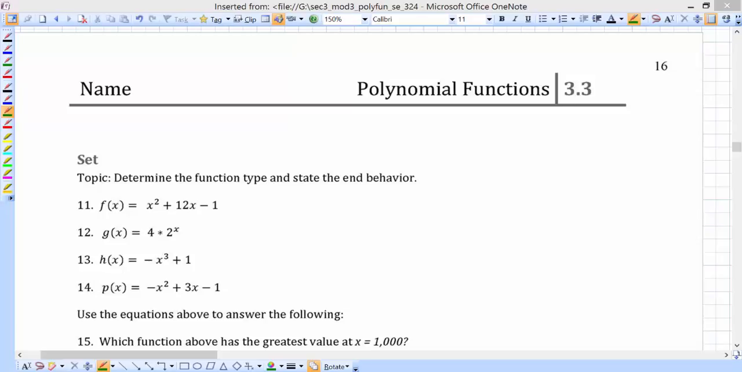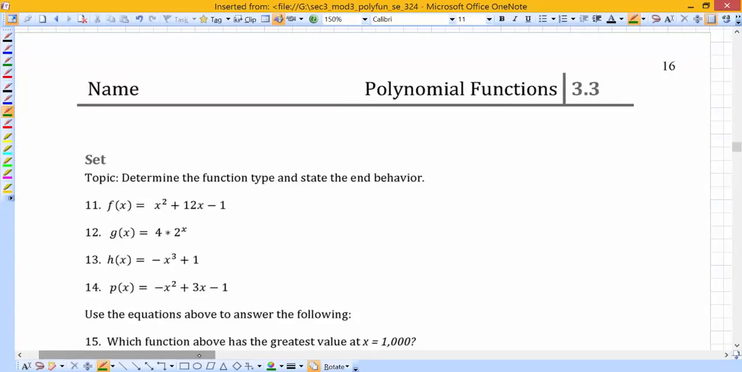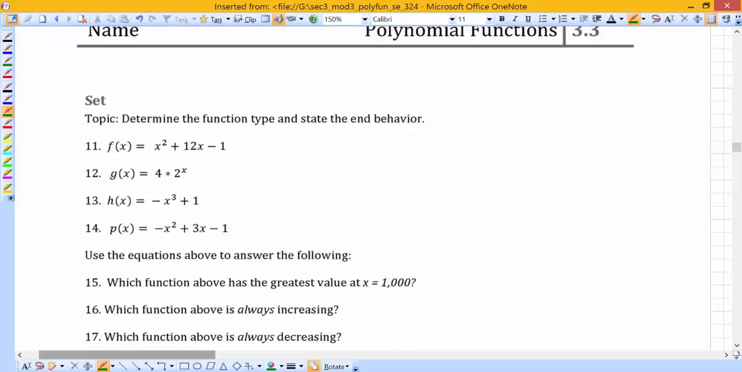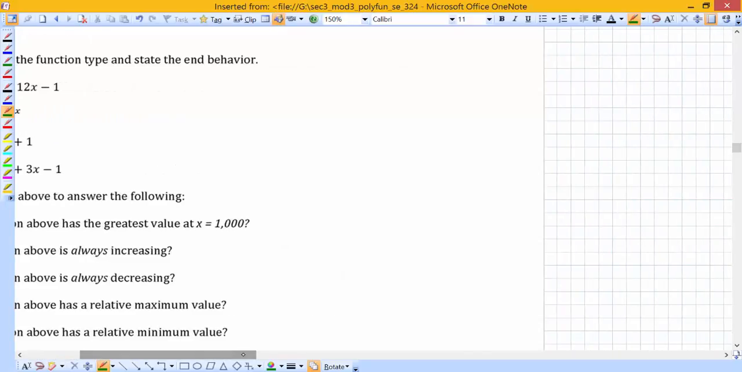Right, so for 3.3, I'm starting on the set because we've gone over the go, or the ready, in class. So I'm not going to discuss that. If you need extra help with that, you guys could come in and get that. For the set, when you're determining the function type, I'm going to put some notes over here.